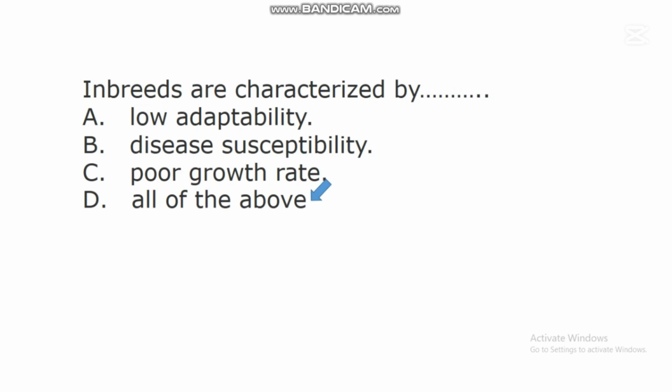So these inbreeds have low adaptability. They find it difficult to survive in their environment. And studies have shown that inbreeds are highly susceptible to diseases. They cannot survive disease conditions easily because there is no genetic diversity in them. And these inbreeds have poor growth rates. They don't grow very well compared to hybrids. All these things are the characteristics of inbred organisms.